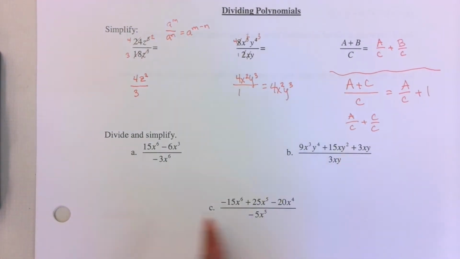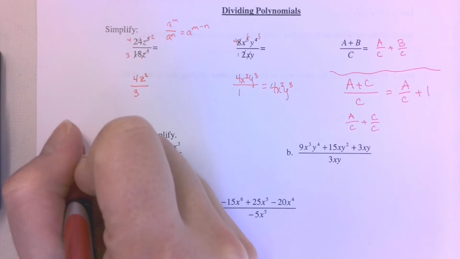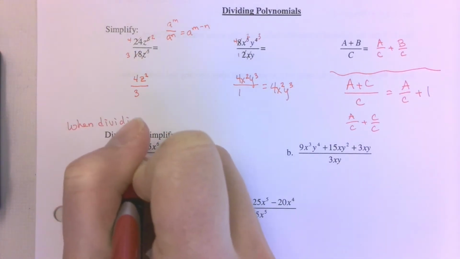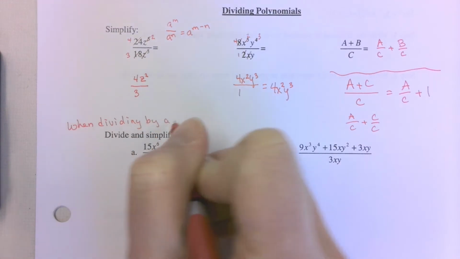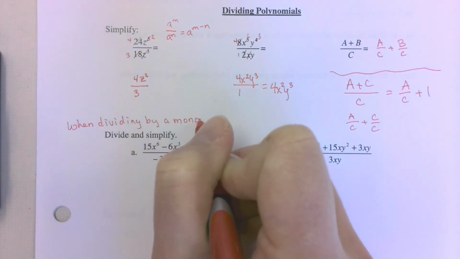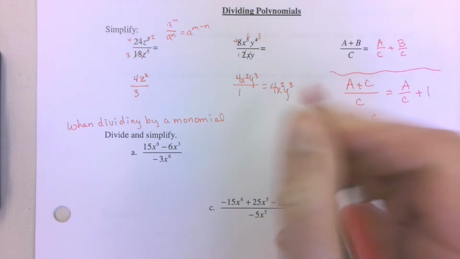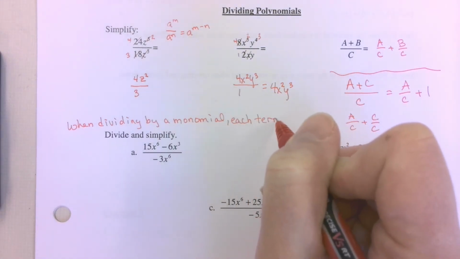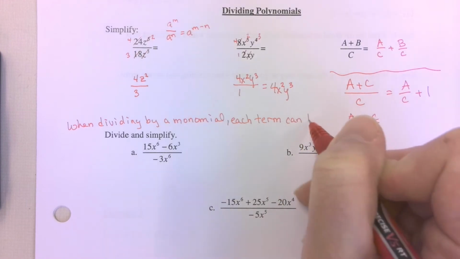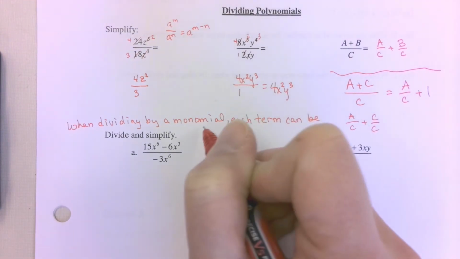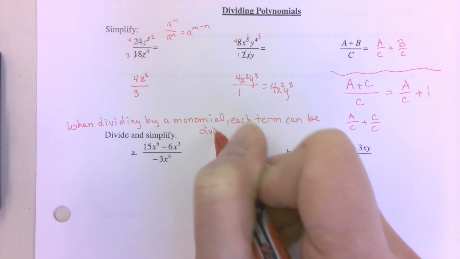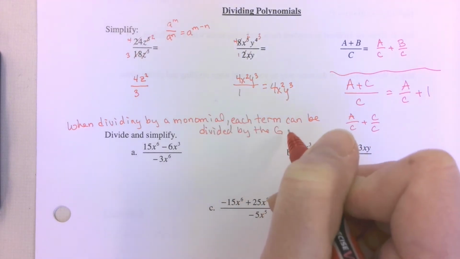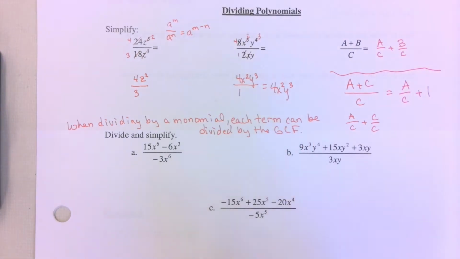So I want to remind you that when dividing by a monomial, each term can be divided by the GCF. Now, there's more than one way to do these problems.